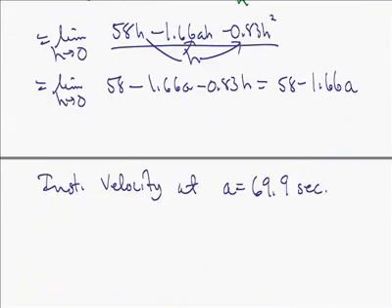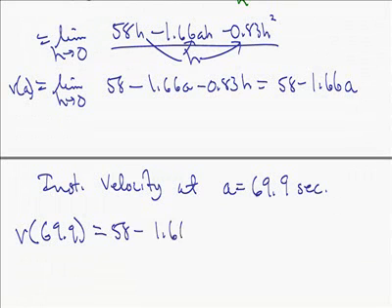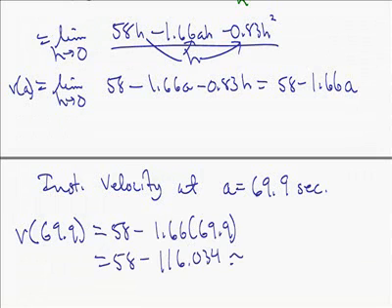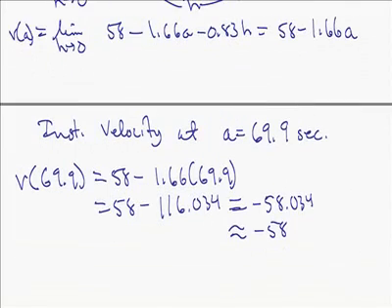So we're going to plug that into our velocity function, v of 69.9, and this was what we had here. v of a, the velocity at any time a, is equal to 58 minus 1.66 times 69.9. And so we get 58 minus 116.034, and when we do that subtraction, we get exactly negative 58.034, and so that's approximately negative 58. Now, what's the unit on that? Well, that's how fast the arrow is traveling. It's negative because it's coming down at that point.